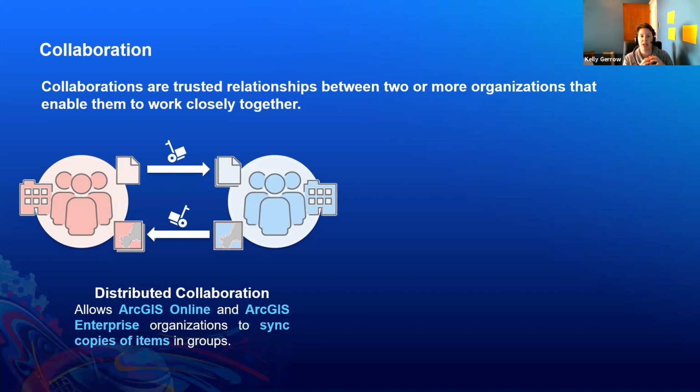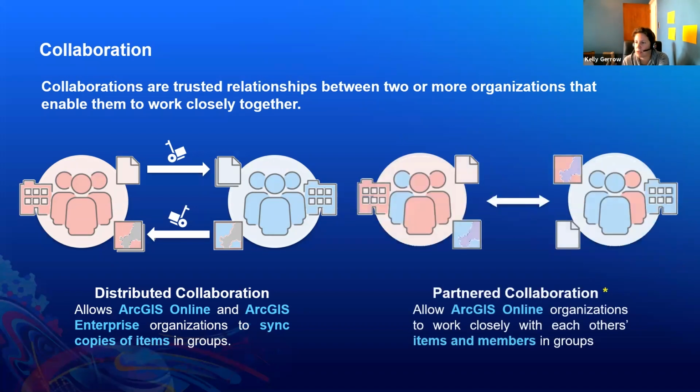With partnered collaboration, we're really talking about sharing through ArcGIS Online organization groups with a specific organization or with many. So again, with distributed collaboration, it's really about moving content from one system to another, whereas with partnered collaboration, it's about the items and members who are working together through groups.